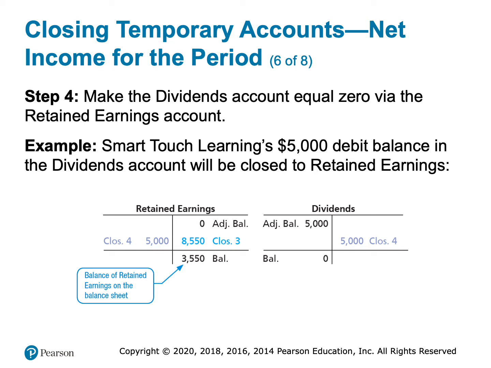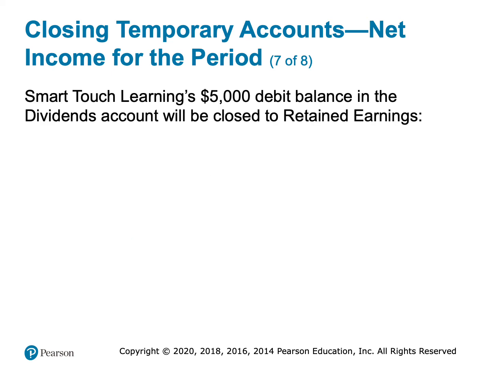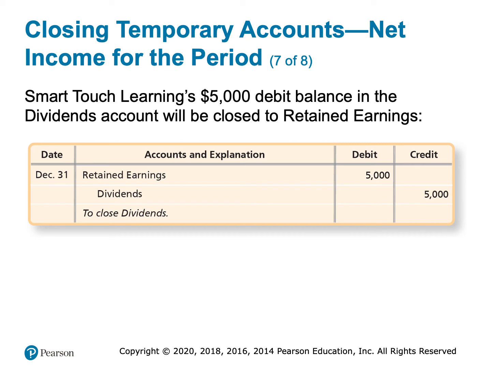So that does make sense. Now when I look at my retained earnings T account, we'll do the journal entry on the next slide, I promise. Retained earnings has a debit of 5,000, a credit of 8,550, so that leaves us with a credit balance of 3,550, which is exactly what we said that balance should be on the statement of retained earnings. And dividends have been zeroed out. So now that journal entry is a debit to retained earnings and a credit to dividends of 5,000.